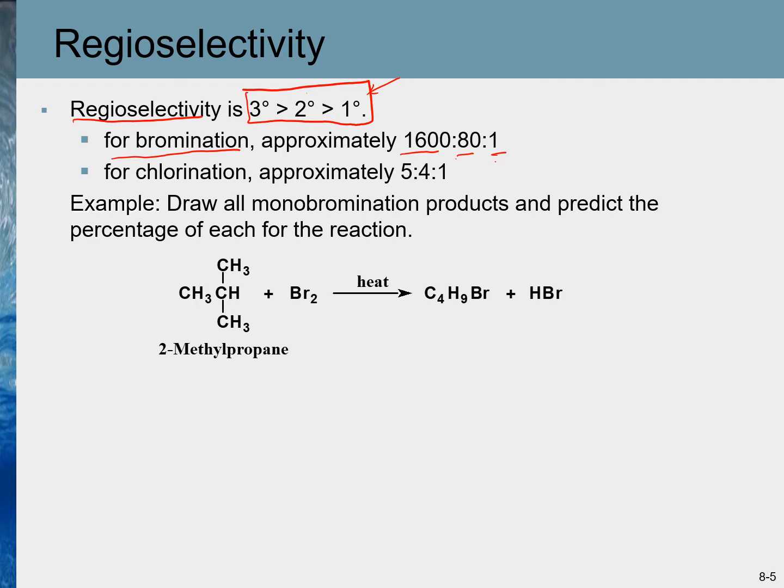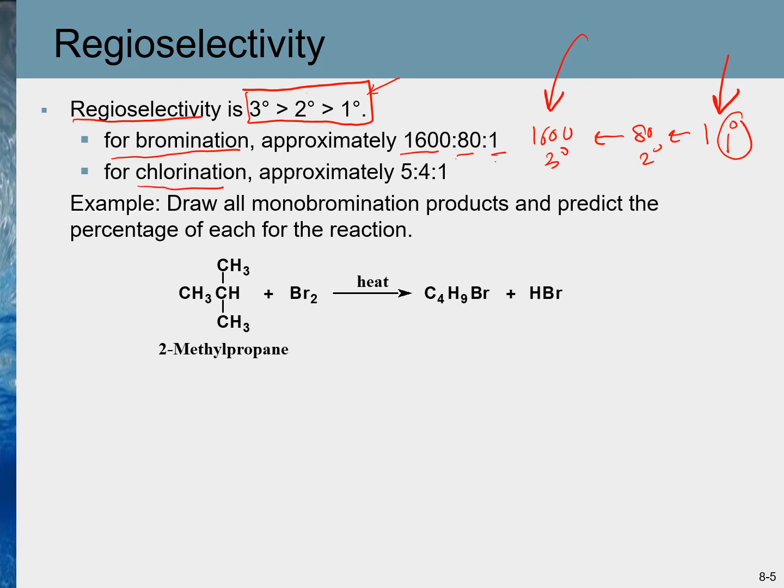That means for every one primary bromination product, we will have 80 secondary bromination product and we will have 1600 tertiary product. So in other words, if in a molecule there is a chance that both primary, secondary, and tertiary product can be obtained, for every single primary product we will obtain 1600 tertiary products. So that tells us how much greater is the preference for the tertiary product.